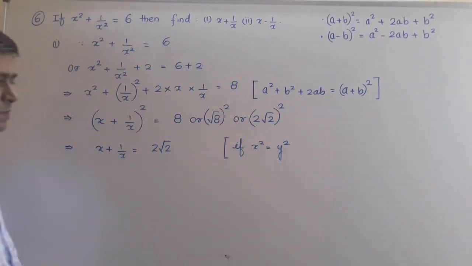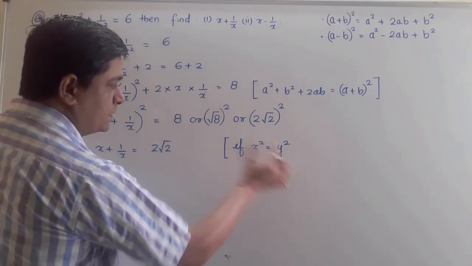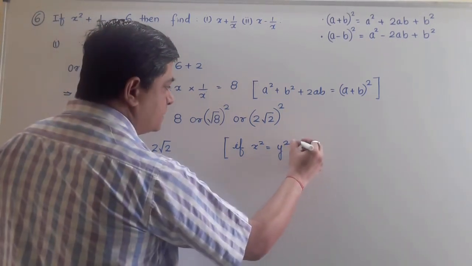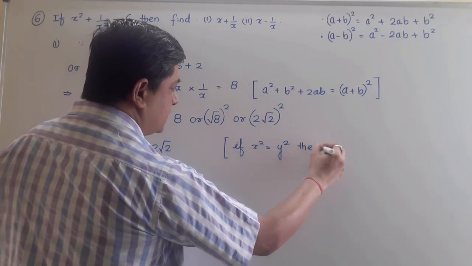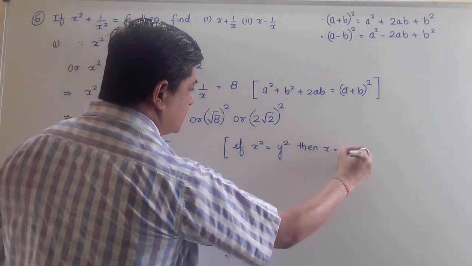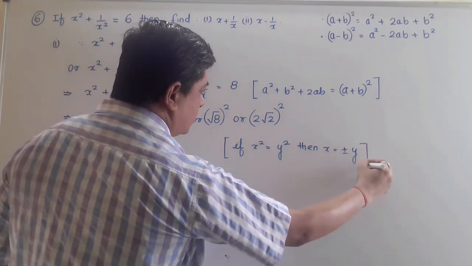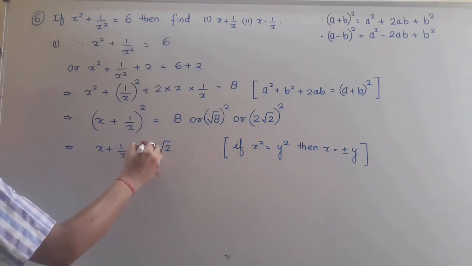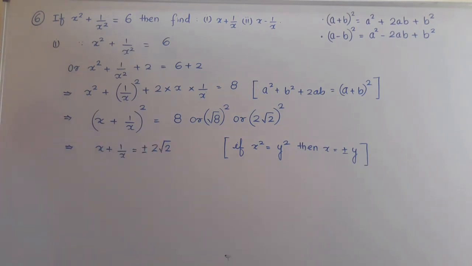Okay, so my terms are given in the form of x square is equal to y square. Then I can say that the value of x will be equal to plus minus of y. So here we shall apply the sign of plus minus. If you are not satisfied why plus and minus is coming, I can give you an example.